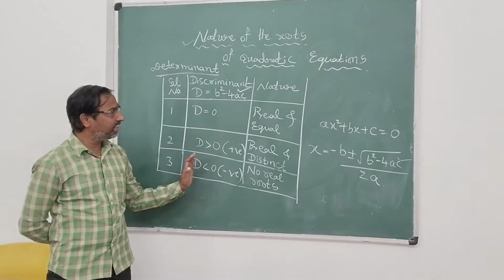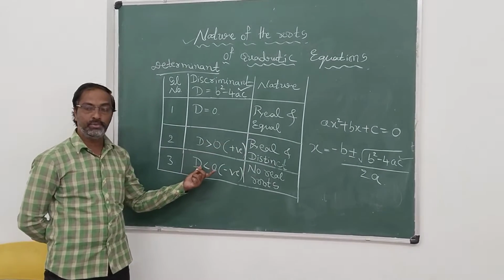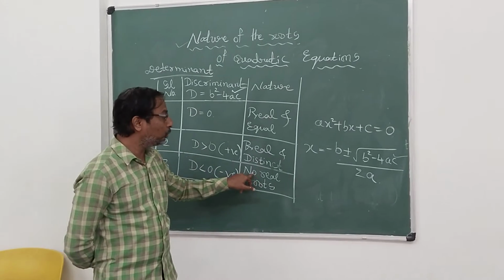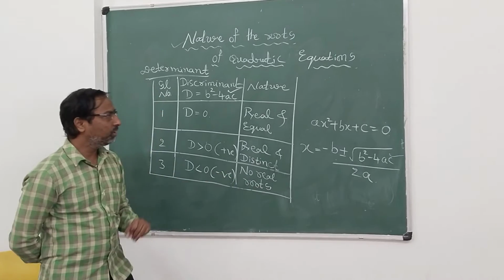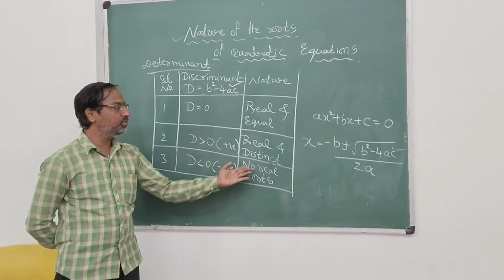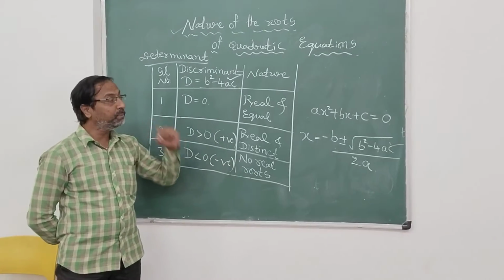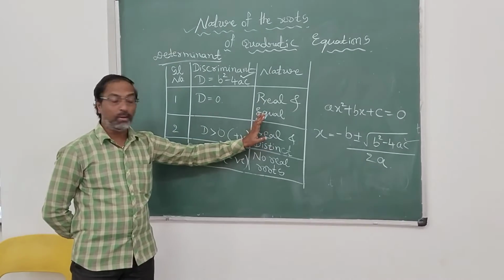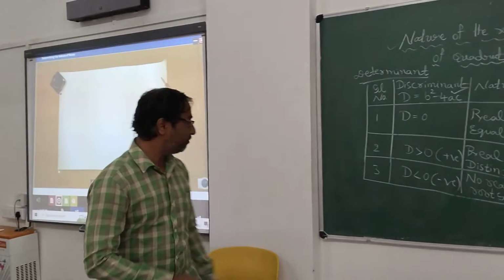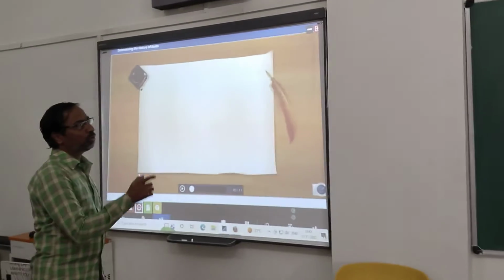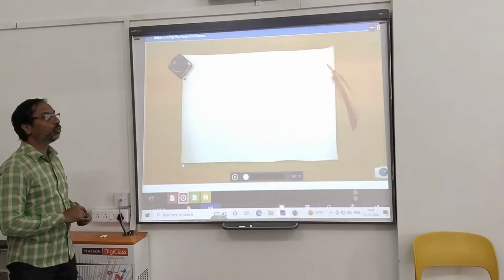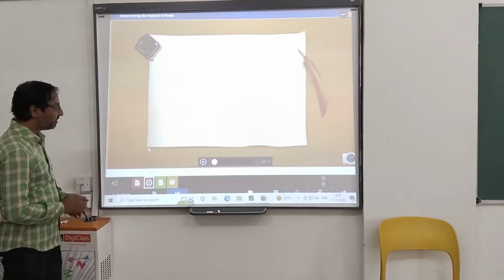The last one is, if the value of d, that is b square minus 4ac, is negative, then we get no real roots. Now, you may ask, what is real and equal? What is real and distinct? What is no real roots? To get complete information about this, we'll see a video which I will play now. You will come to know the exact meaning of real and equal, real and distinct, and no real roots by seeing this video.